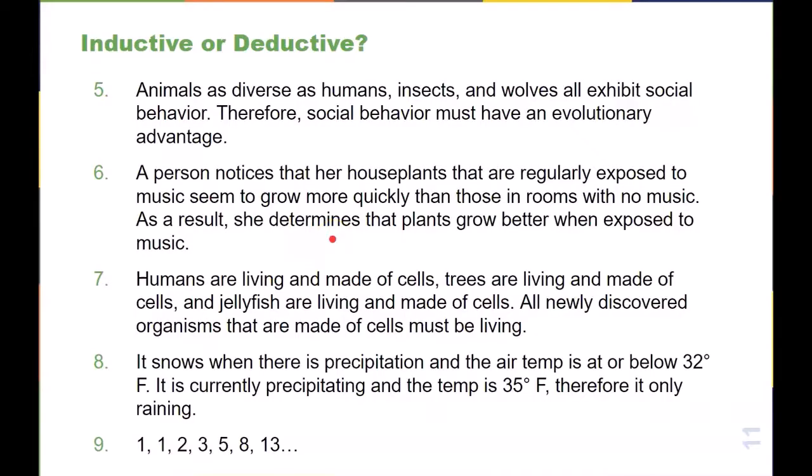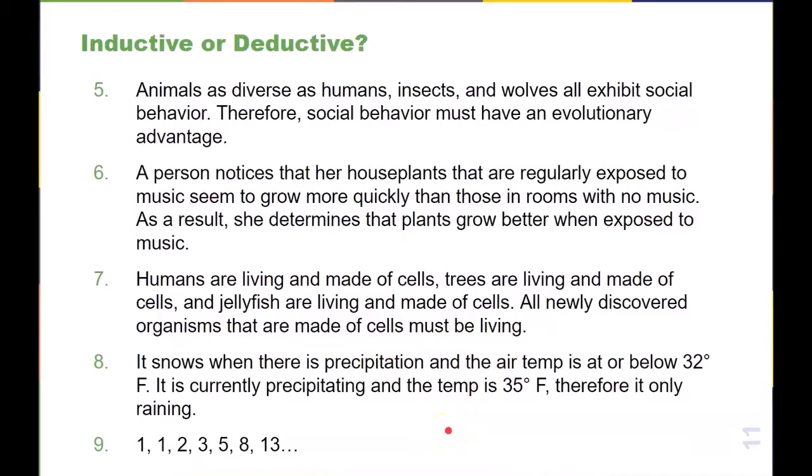Humans are living and made of cells. Trees are living and made of cells. Jellyfish are living and made of cells. All newly discovered organisms that are made of cells must be living. So that one's deductive because we are making a forecast.